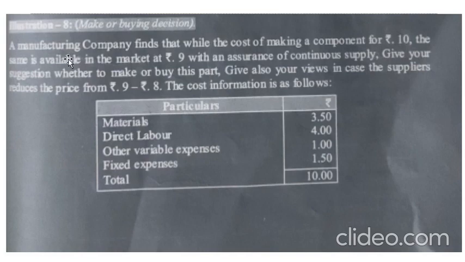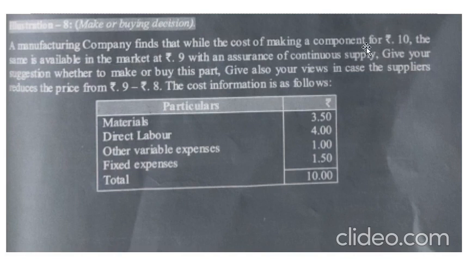So the next question is illustration 8. Make or buy decision. A manufacturing company finds that while the cost of making a component is rupees 10, the same is available in the market at rupees 9 with the assurance of continuous supply.